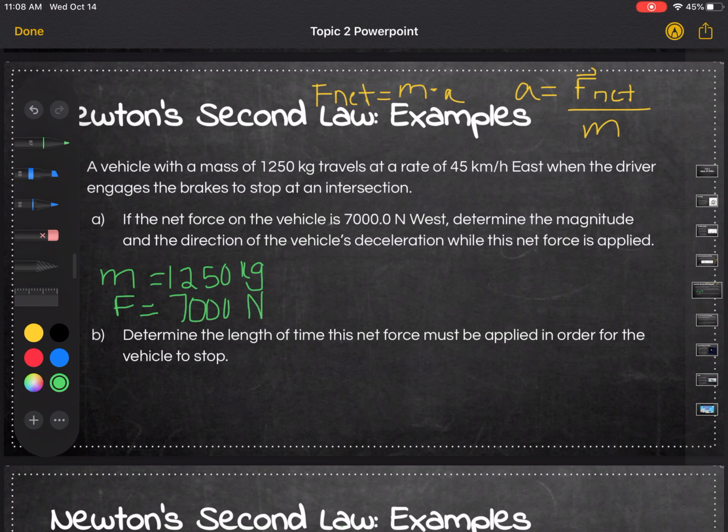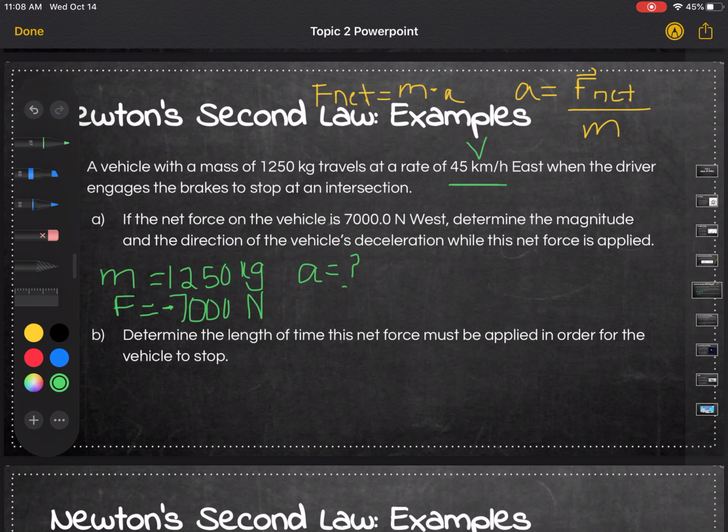And west we know as being a negative. Determine the magnitude and the direction of the vehicle's deceleration while the net force is applied. So we're looking for deceleration, or A. So they have added that extra piece in there that actually is a velocity. We don't have velocity in our question, so we would not write it.